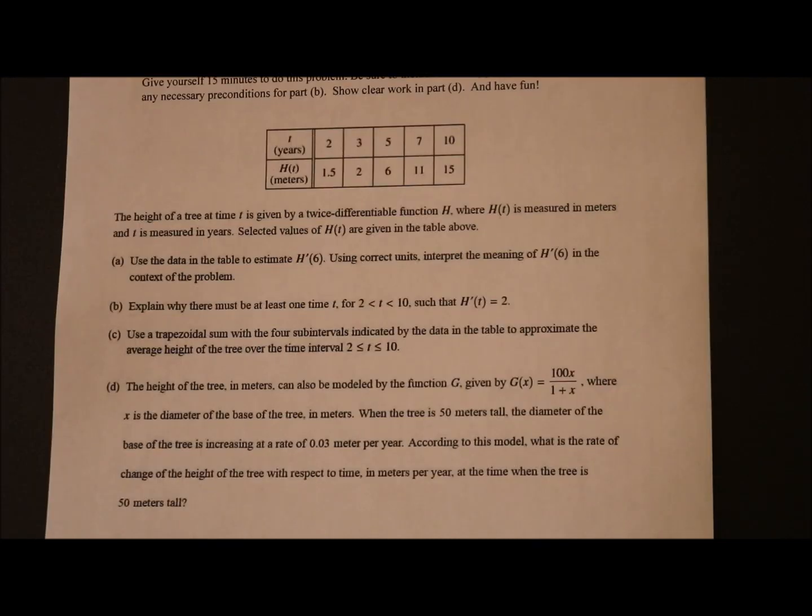D. The height of the tree in meters can also be modeled by the function g, given by g of x equals 100x divided by 1 plus x, where x is the diameter of the base of the tree in meters. When the tree is 50 meters tall, the diameter of the base of the tree is increasing at a rate of 0.03 meters per year. According to this model, what is the rate of change of the height of the tree with respect to time in meters per year at the time when the tree is 50 meters tall?